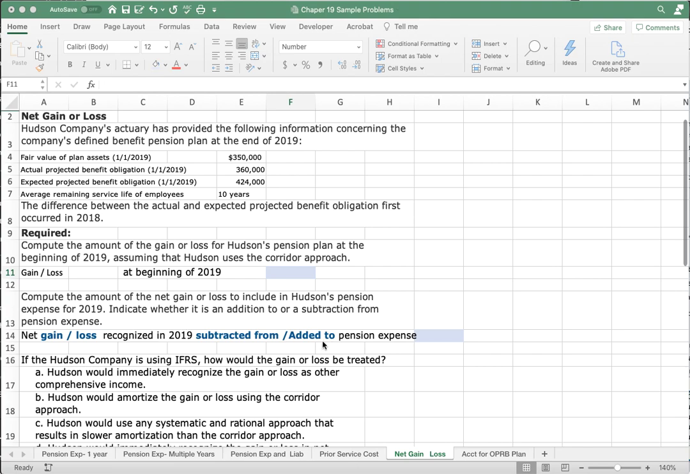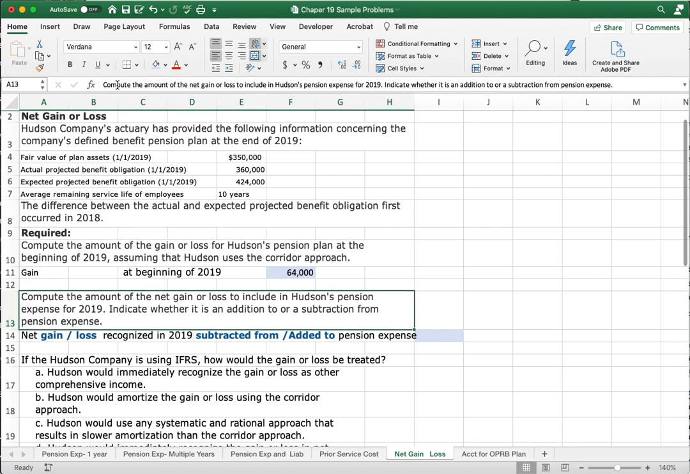And so let's fill in this number first, and then we'll come back to the gain or loss. To figure out the gain or loss, we're going to take the expected projected benefit minus the actual, and that'll give us $64,000, and it's a gain because we expected the obligation to be greater than the actual benefit was. And so here we'll switch this to gain at the beginning of 2019 of $64,000.